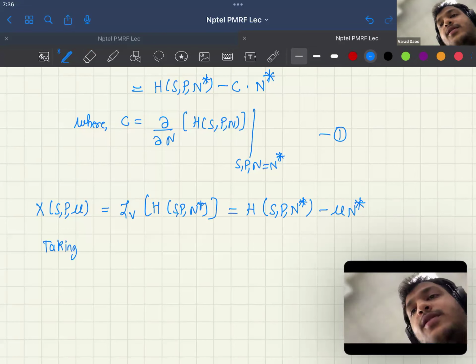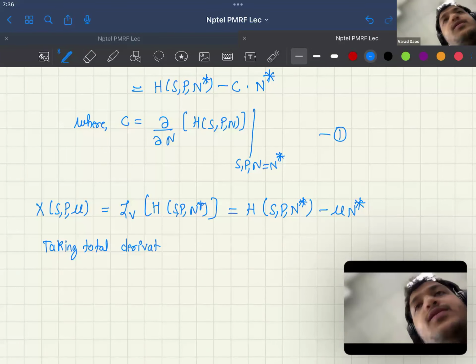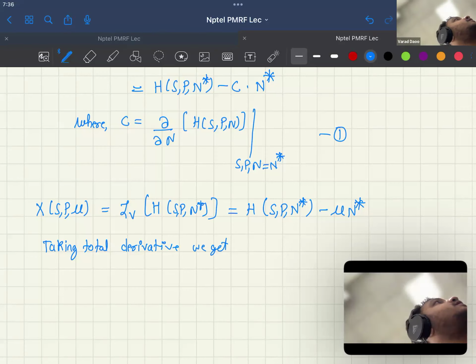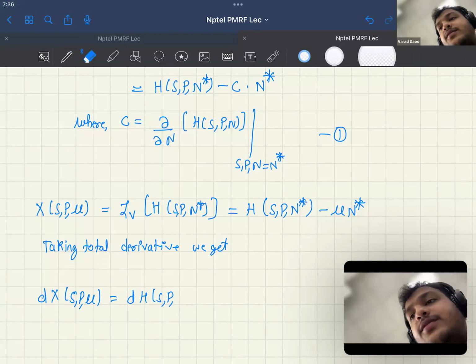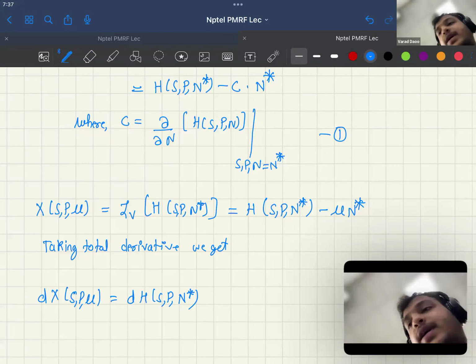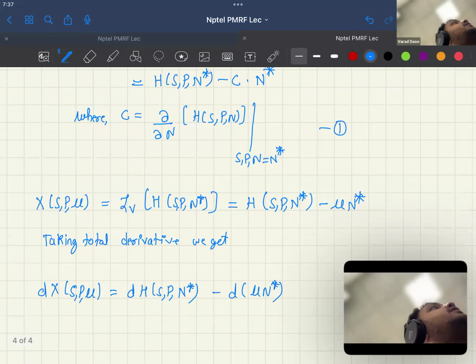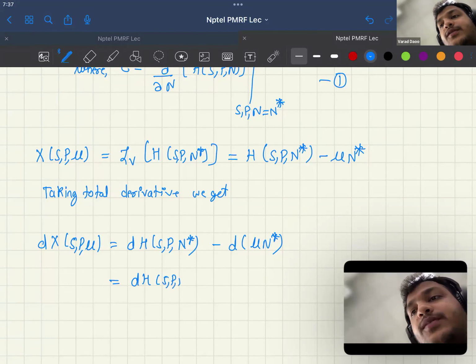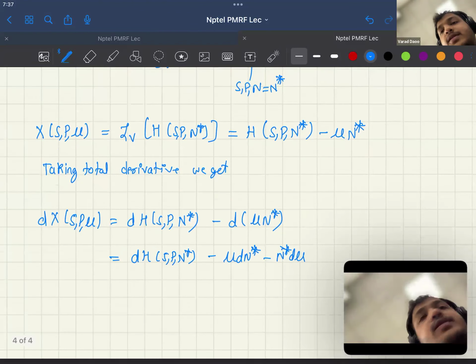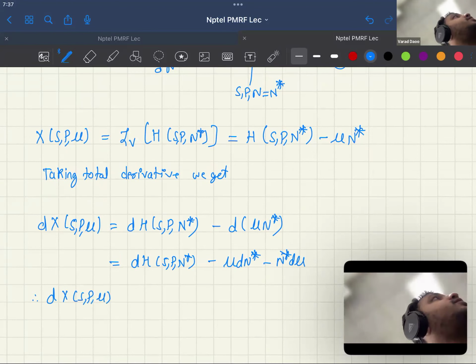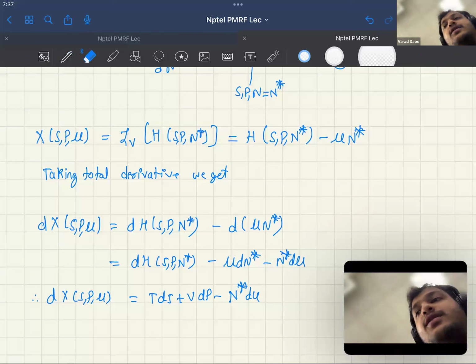Taking total derivative, we get, right, d of X of S, P, mu is equal to d of H, which is a function of S, P, N star, minus d of mu into N star, right? Which is nothing but dH of S, P, N star minus mu dN star minus N star d mu, correct? Therefore dX of S, P, mu is equal to TdS plus VdP minus N star d mu.